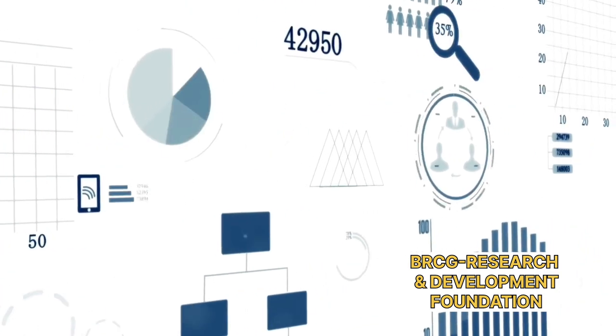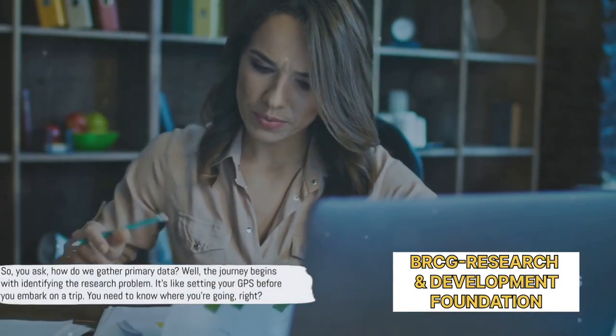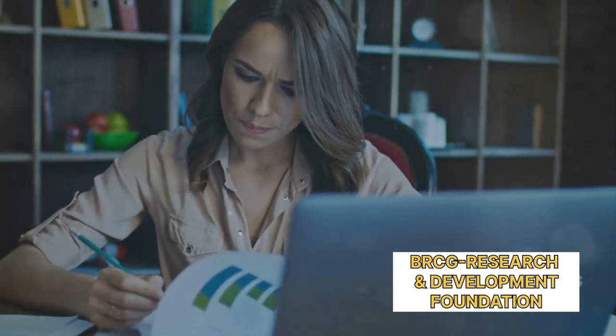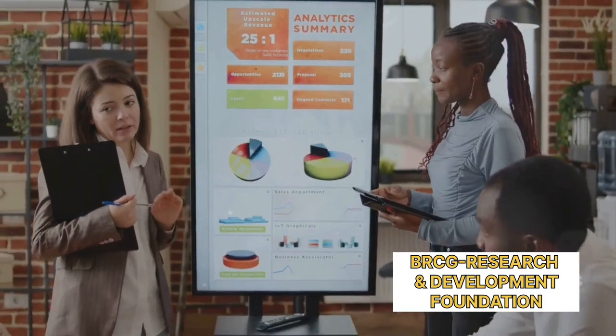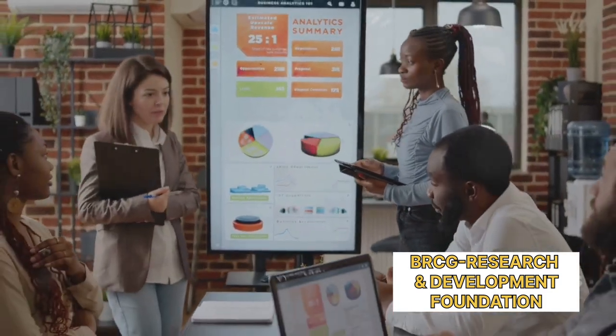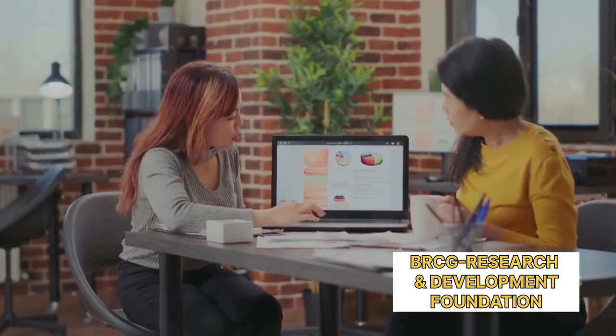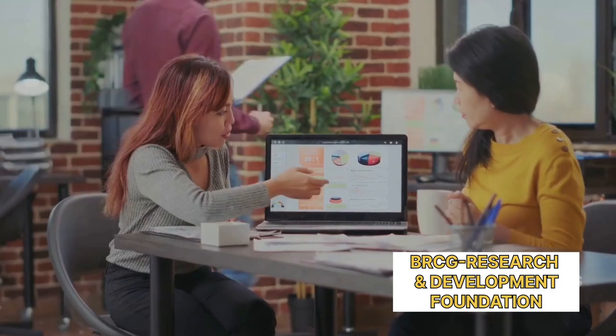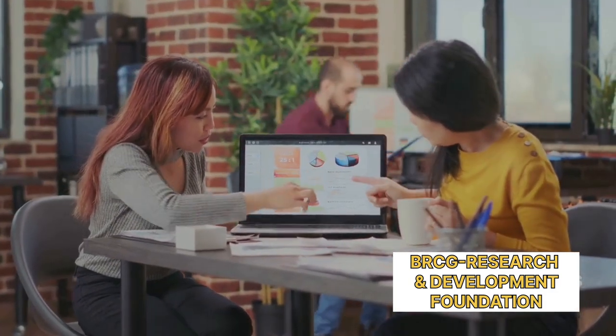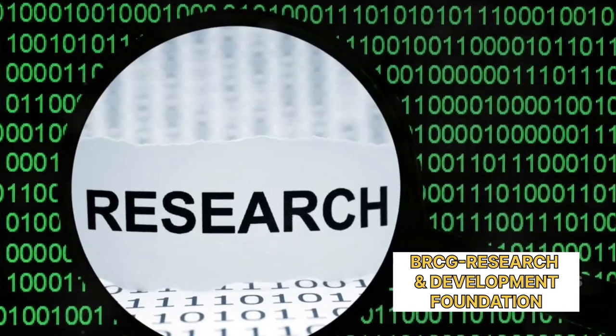It's a systematic method that follows certain steps. So, you ask, how do we gather primary data? Well, the journey begins with identifying the research problem. It's like setting your GPS before you embark on a trip. You need to know where you're going, right? Next, we define the population of interest. This is essentially deciding who or what we want to study.